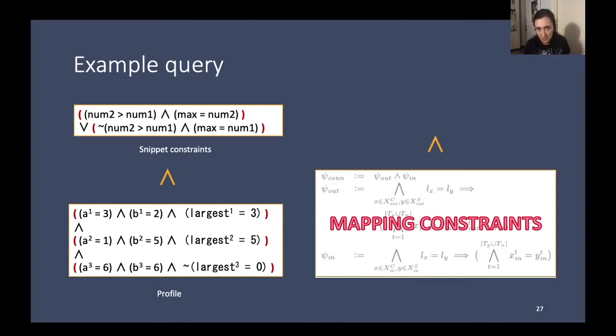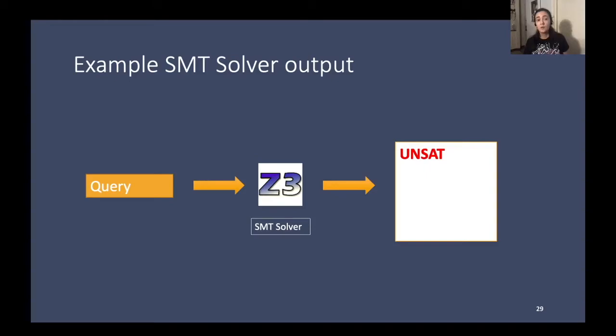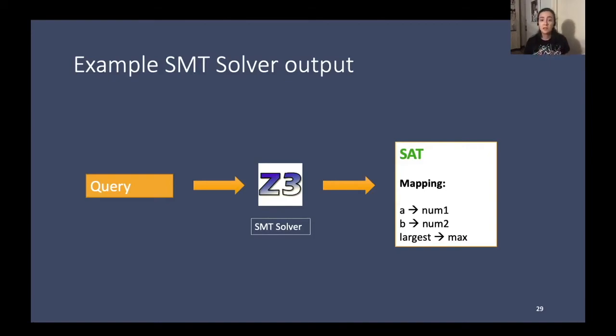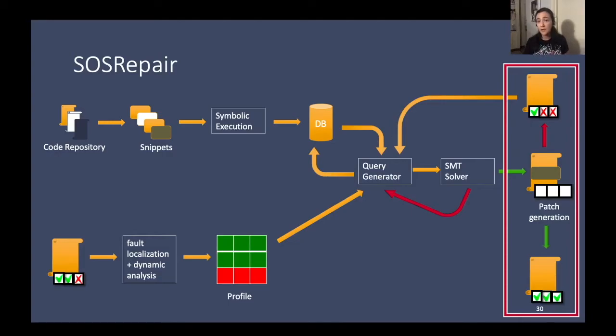So now our query is complete. We have snippet constraints, we have the profile, and we have the mapping constraints. So now we can pass this query to the SMT solver. If the SMT solver finds this query unsatisfiable, we know that we cannot use the snippet of code to patch the program, and the snippet of code does not match the profile of the buggy program. On the other hand, if it tells us that it's satisfiable, it will also tell us a valid mapping between two sets of variables, in which case we will move on to the next step, which is patch generation and iteration.